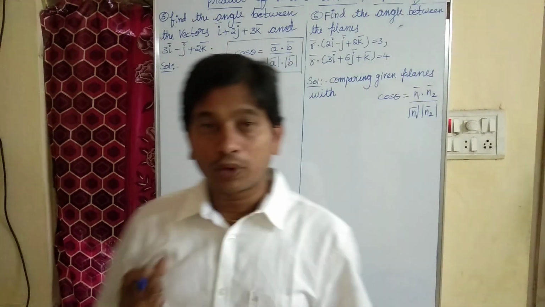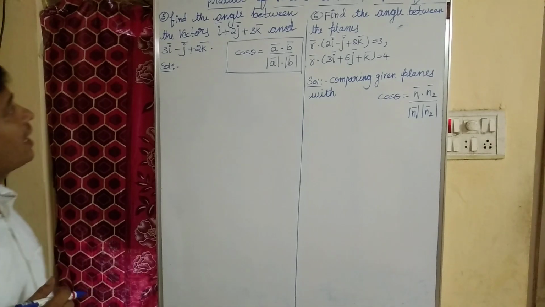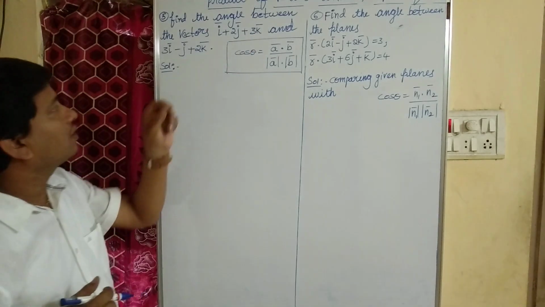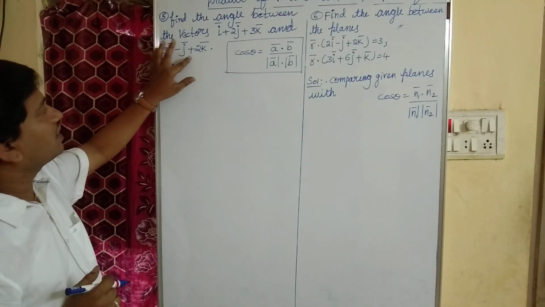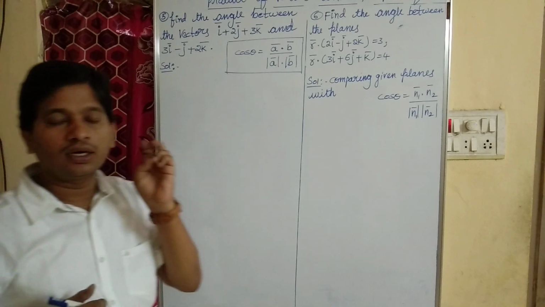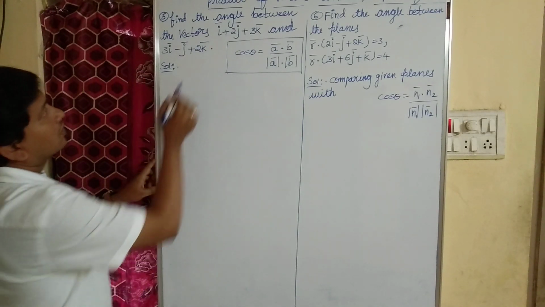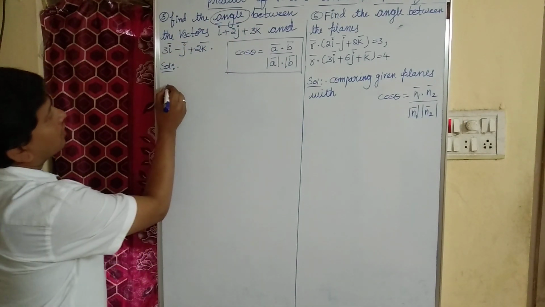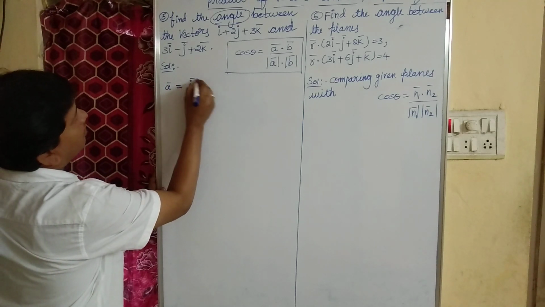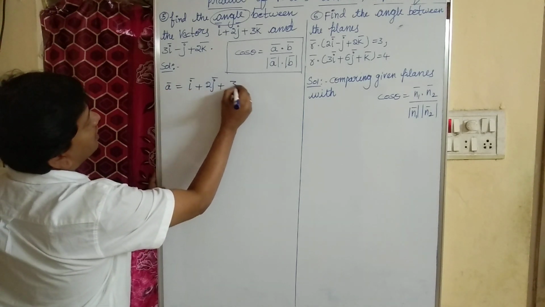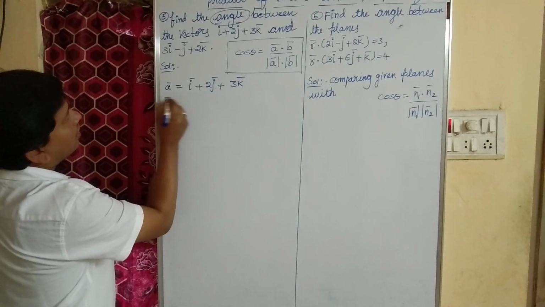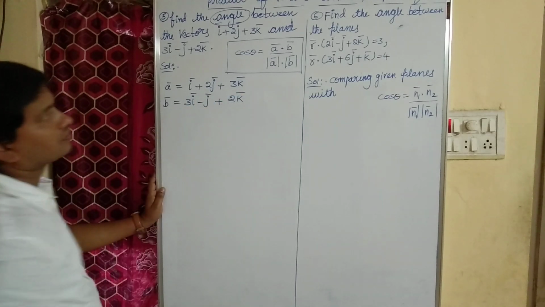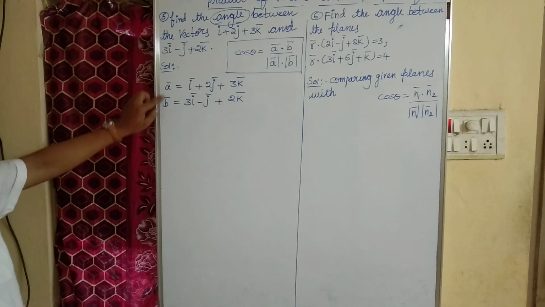Now coming to problem number 5. Find the angle between the vectors i bar plus 2j bar plus 3k bar and 3i bar minus j bar plus 2k bar. We need to find the angle between two vectors. Here the word angle is important. Given vector a bar equal to i bar plus 2j bar plus 3k bar and vector b bar equal to 3i bar minus j bar plus 2k bar. We need to find the angle between these two vectors.